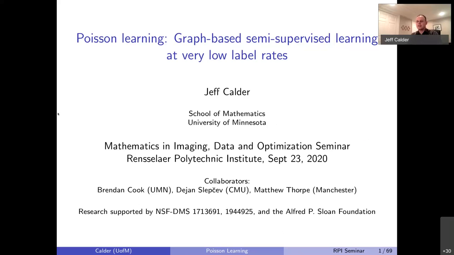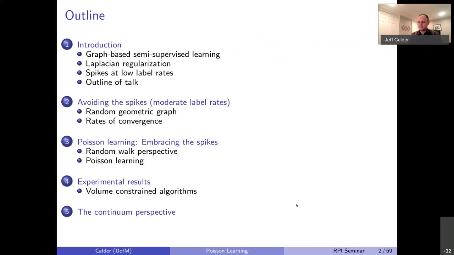I'm going to talk today about a couple of problems in graph-based learning. But let me first acknowledge my collaborators. This is work with my PhD student, Brendan Cook, and also joint work with Dan Slepchev and Matthew Thorpe. I also acknowledge the NSF and the Alfred P. Sloan Foundation for supporting the research.